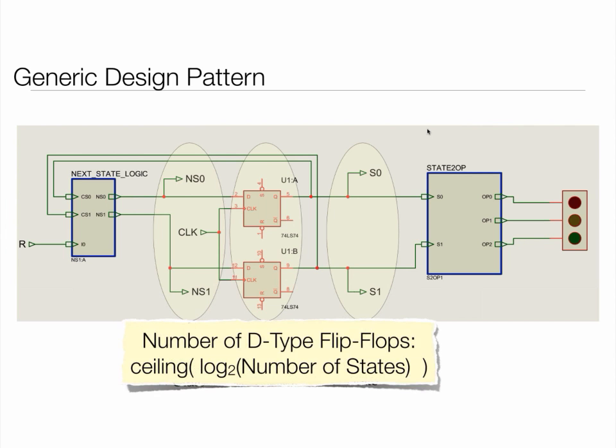Okay, so how many flip-flops do we need? Log base 2 of the number of states. Number of states is 4. Log base 2 of 4 is 2, because 2 to the power of 2 is 4. Ceiling means round up to the nearest integer. So the answer is precisely 2. Right? So log base 2 of 4 is 2. Ceiling of 2 is 2.